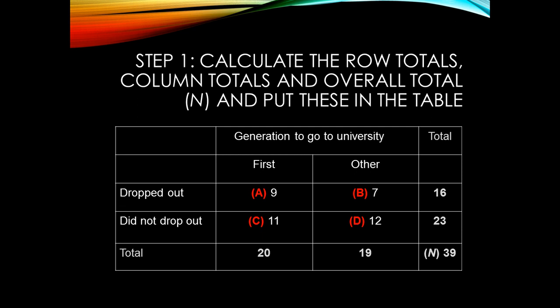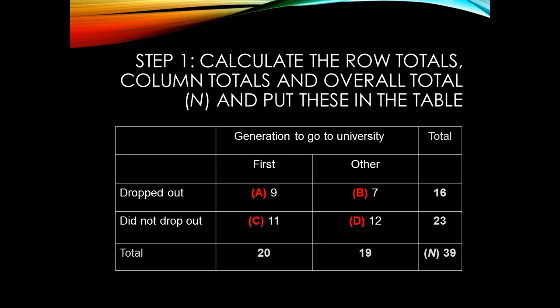Now we also have to work out the numbers for the columns as well as the rows. So the columns go down, the rows go across. So the column that says first at the top, we are adding A to C. 9 plus 11, which gives us 20. And the column which has other at the top, we're adding B to D. 7 plus 12 gives us 19. And just to double check, if you add 20 to 19, you should still get 39. If you suddenly find you're getting another number, then somewhere along the line you've pressed the wrong button on your calculator.